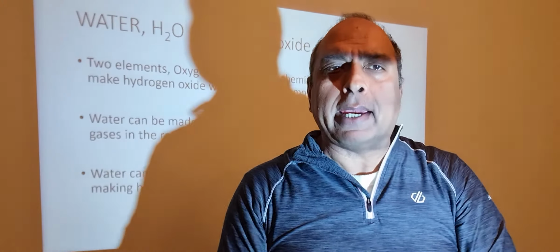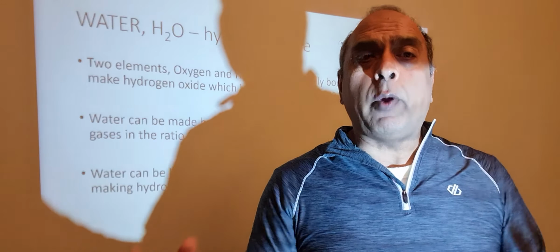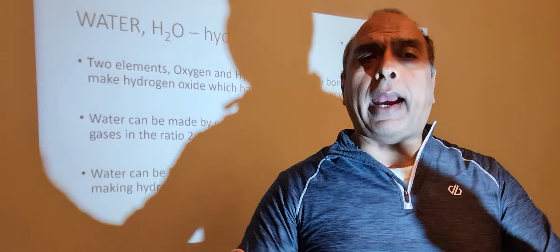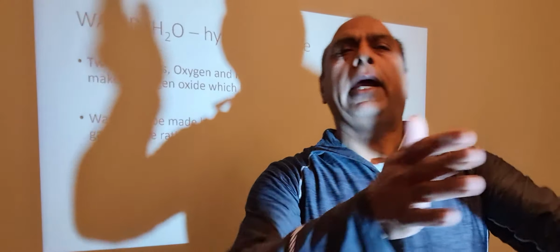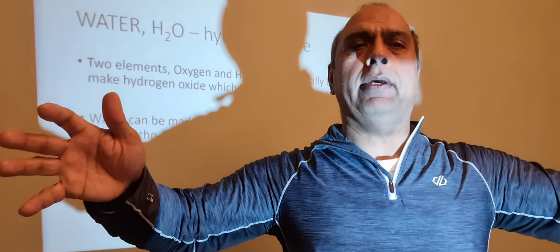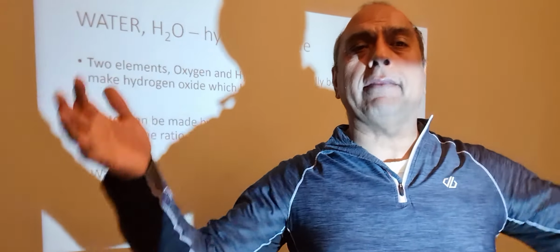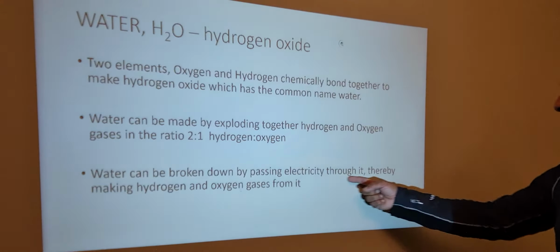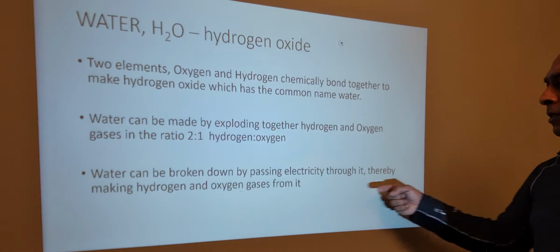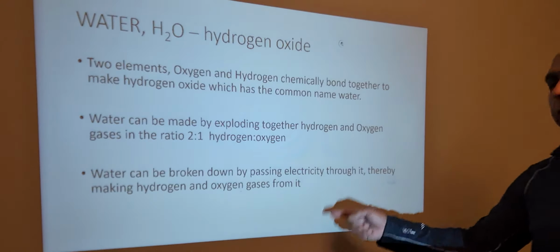When we're breaking it, we use electricity. We pass electricity through it, and then the electricity will cause the hydrogen and the oxygen to separate from each other, and we get the gases that make it up, we get them back again. So water can be broken down by passing electricity through it, thereby making the hydrogen and oxygen gases from it back again.